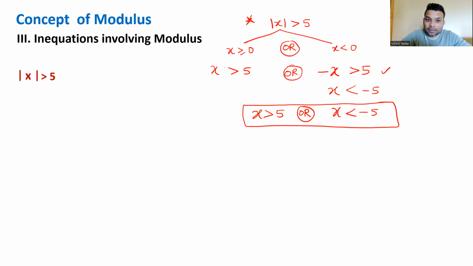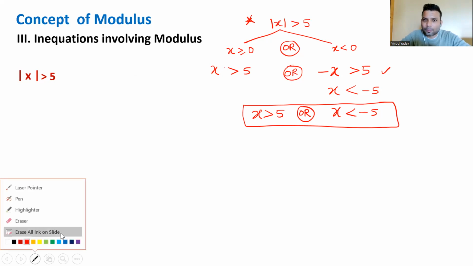Now comes the logical way, distance logic. So mod of x means what? Distance of x from origin. So now how do we read this? Distance of x from origin is more than 5. Hold on. If you want, you can just copy this before I erase it. Pause the video, copy it. Okay. Thank you.